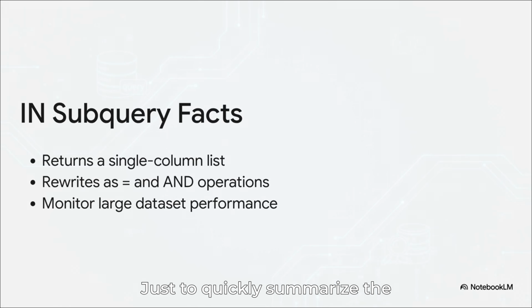Just to quickly summarize the internal mechanics here, straight from the MySQL documentation, this subquery returns a single column list. But interestingly, under the hood, the database engine often rewrites this IN list as a sequence of equality comparisons and OR operations. Now, while this is absolutely fantastic for dynamic lists, you kind of need to be cautious. If your subquery returns, say, millions of IDs, using IN can severely bottleneck your performance because the system has to scan and compare against that massive list.